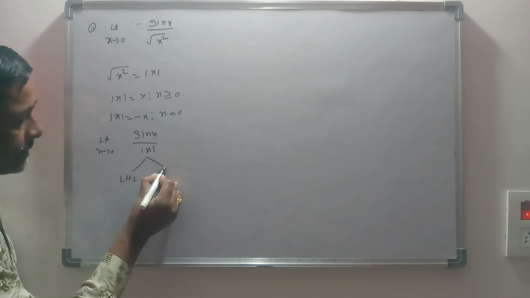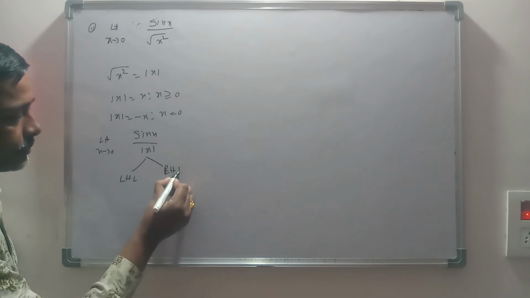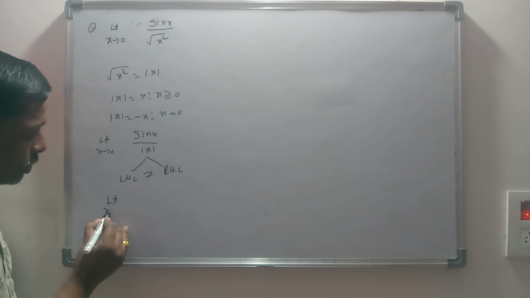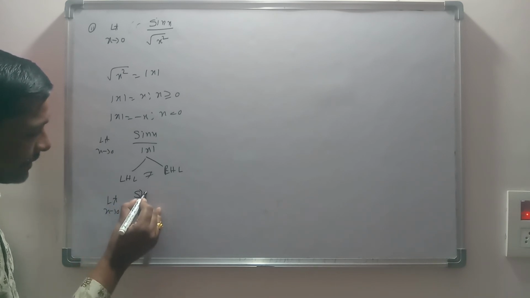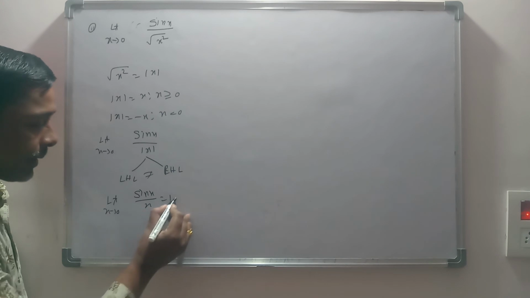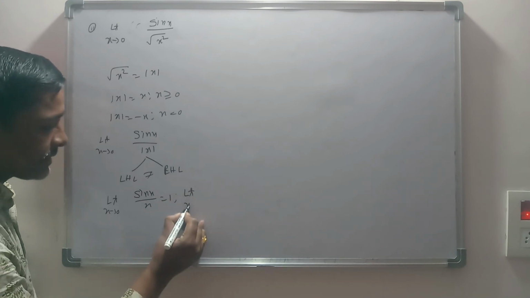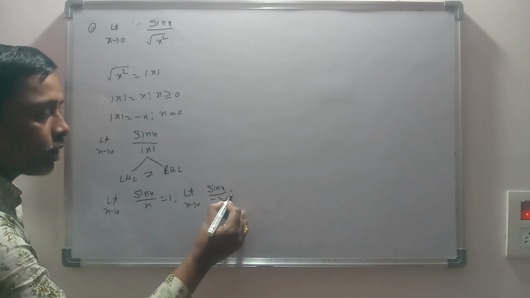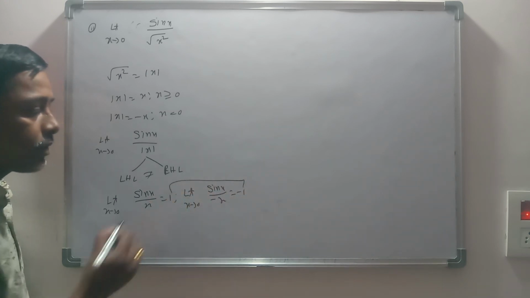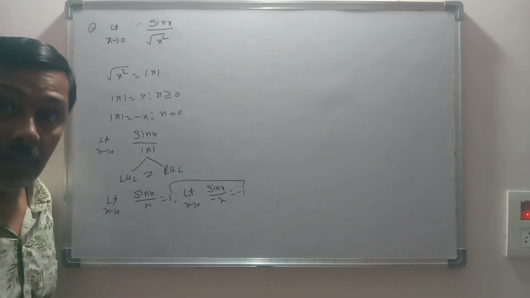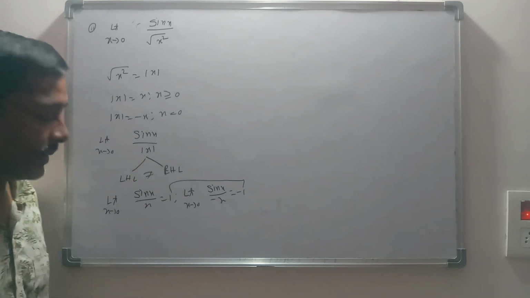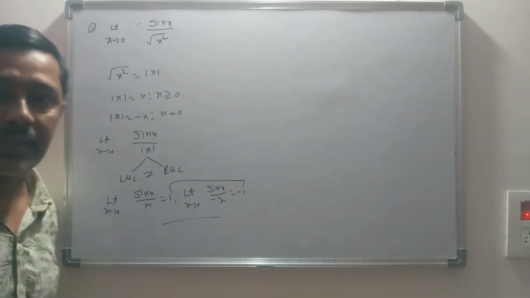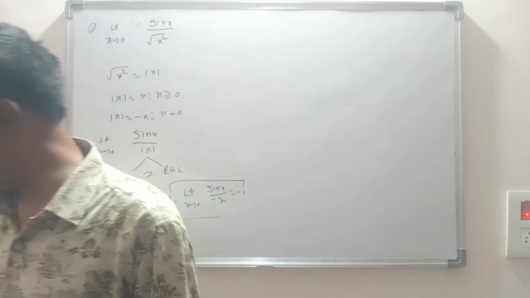LHL and RHL are not equal, because limit x tends to 0 sin x by x is equal to 1, whereas limit x tends to 0 sin x by minus x is equal to minus 1. Both are not equal. Mod x means plus or minus 1. The limit does not exist. Okay, this is today's class.